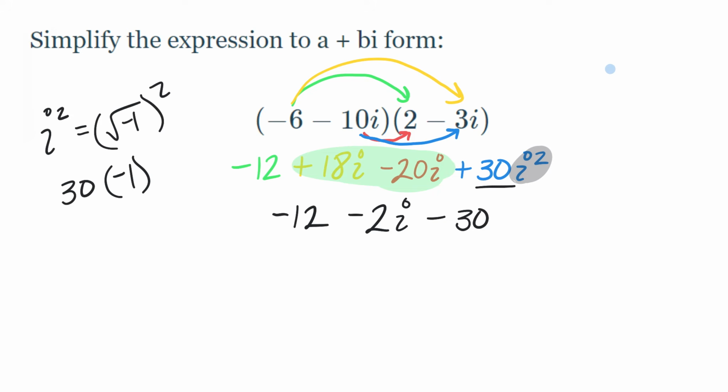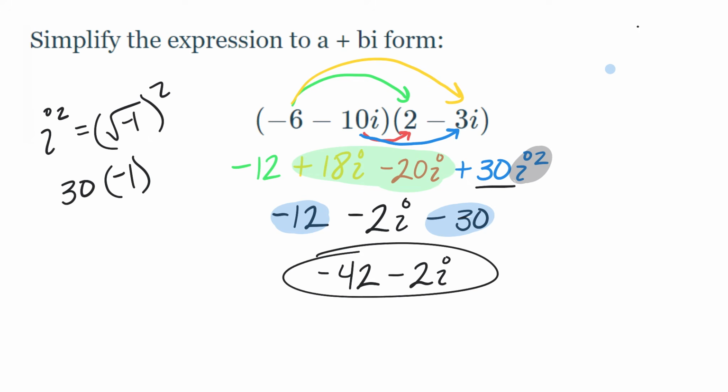And after doing this, and this usually happens, so anticipate that, we have two new like terms. We have negative 12 and negative 30, which makes negative 42, and 2i. This answer does work. You could factor out a negative 2 and write this another way, but this is also a very usable answer.